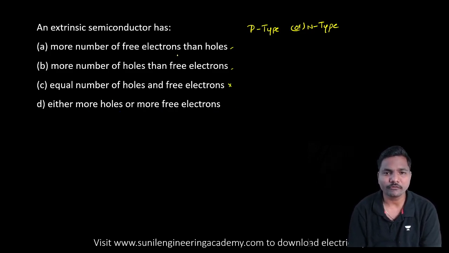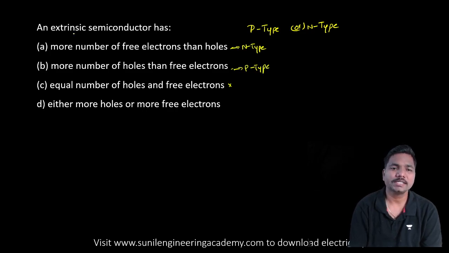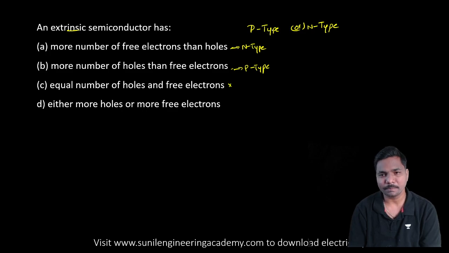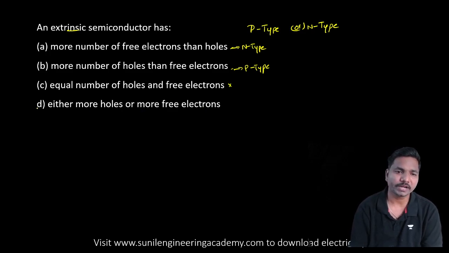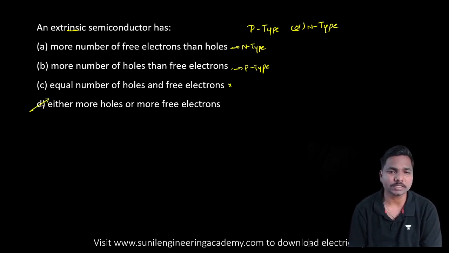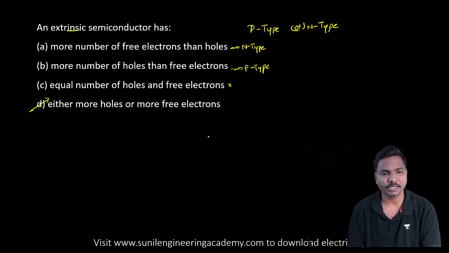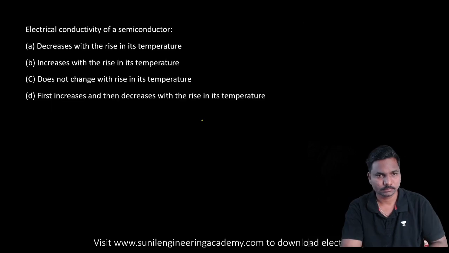More number of free electrons than holes, this is in case of N type. More holes, P type. But an extrinsic semiconductor may be either P or N. So that means either more holes or more free electrons. This is the most suitable answer. So we can give the answer is option D. Extrinsic is in the sense it may be P type or N type, so maybe more holes or more free electrons.